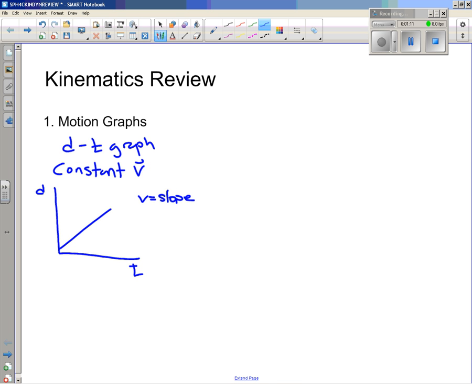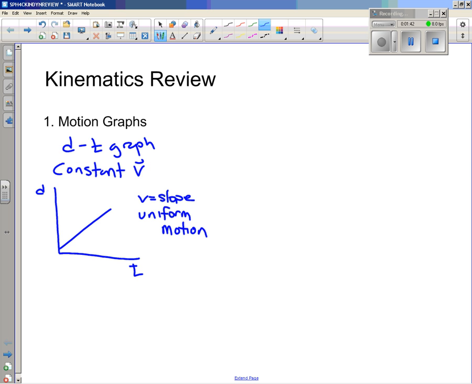Another term used for constant velocity is uniform motion. And that did come up on our test. So constant velocity means uniform motion. The slope of the graph gives you the velocity or the speed. You can't really get the acceleration from this graph, and the area under the graph doesn't mean anything. So that's all I'm going to write about constant velocity DT graphs.